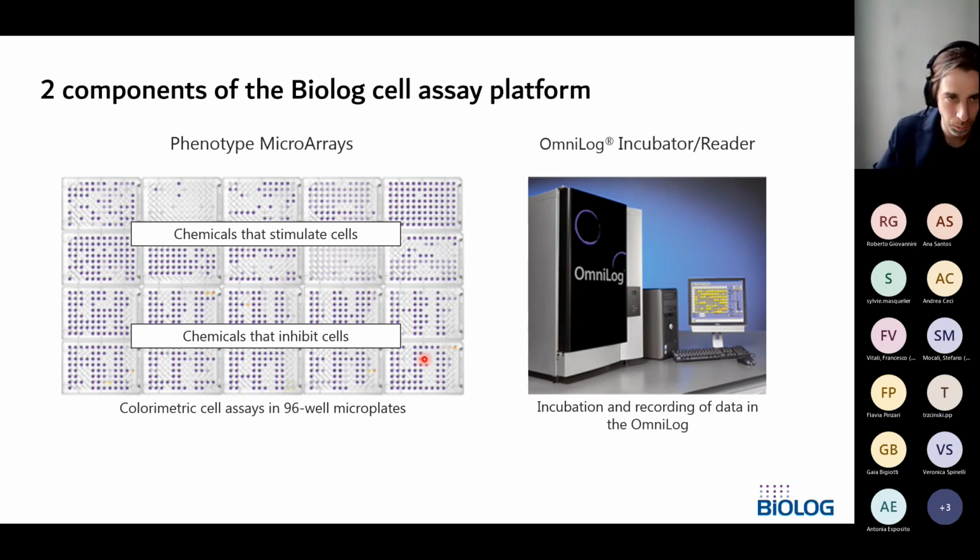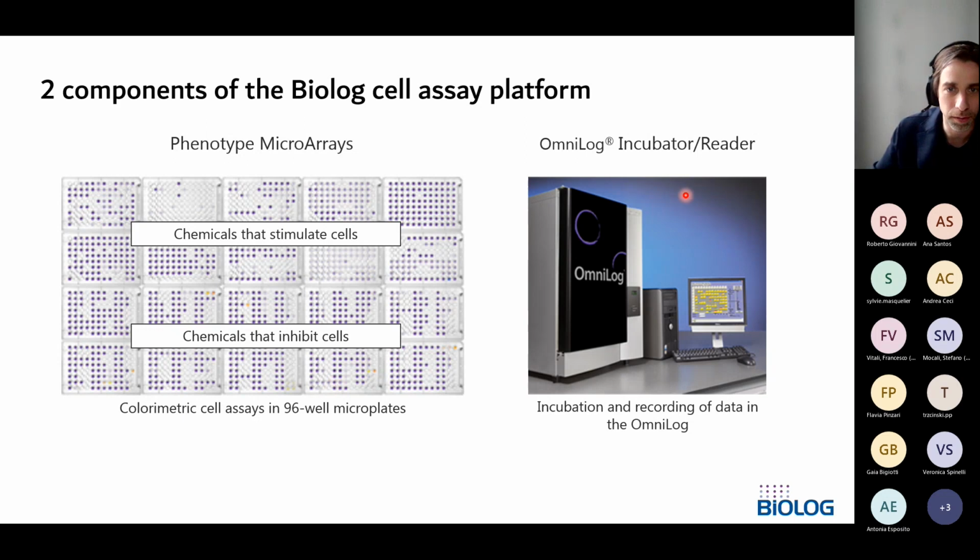One component, we discussed, is the plates. For Phenotype Microarray, many different ones were developed, and we'll see in a second. There are two categories, essentially: plates that stimulate the metabolic state of the cells, and plates that have chemicals that inhibit the cells. We will see in a moment in more detail.